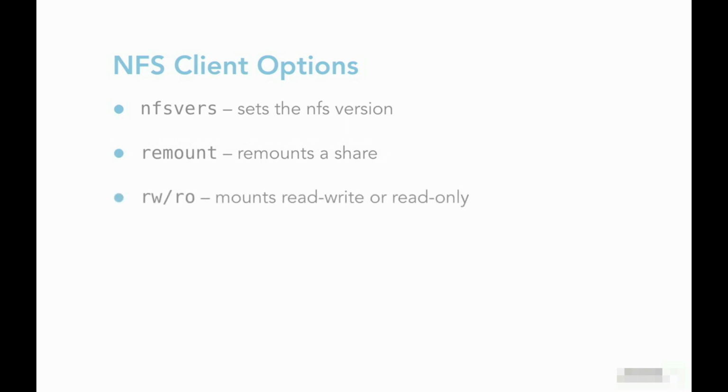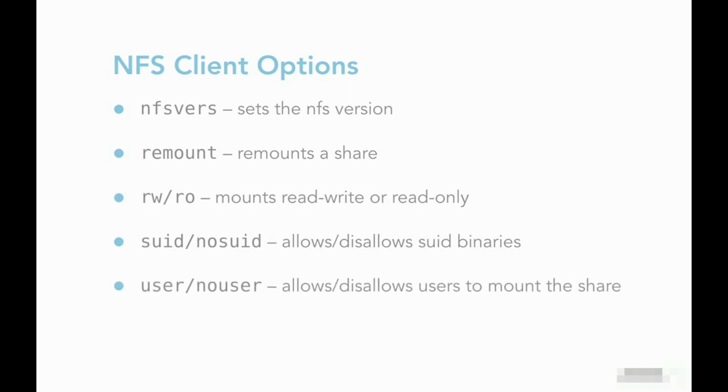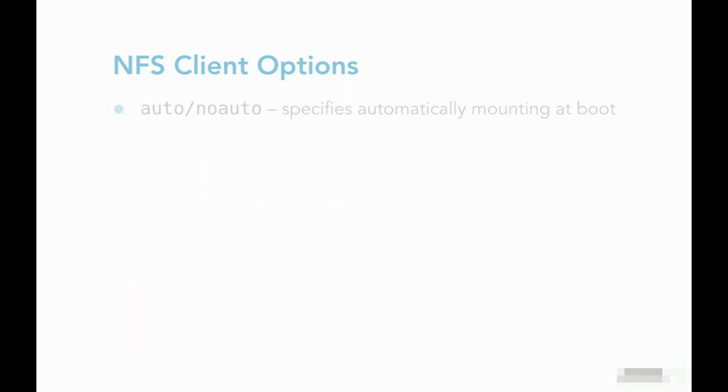rw or ro mounts read-write or read-only. suid or nosuid allows or disallows SUID binaries. user or nouser allows or disallows normal users to mount the share. auto or noauto specifies automatically mounting at boot. By specifying noauto, the share can reside in the /etc/fstab file, but will have to be mounted manually.